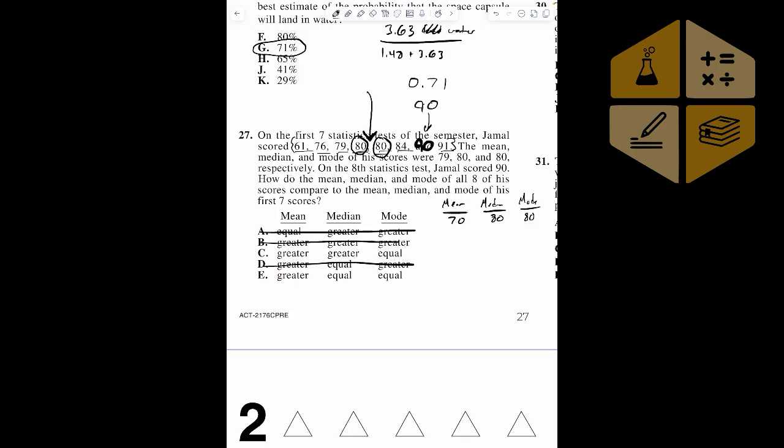That being said, the median here with our 90 in there is going to fall between two 80s, and the average is going to be 80. You with me? Because 80 plus 80 divided by 2 is 80. So our median doesn't change either. That means it's not going to be C either, because that says the median is greater, but that's not true. That eliminates all the other choices, and that's how I know 27 is E.